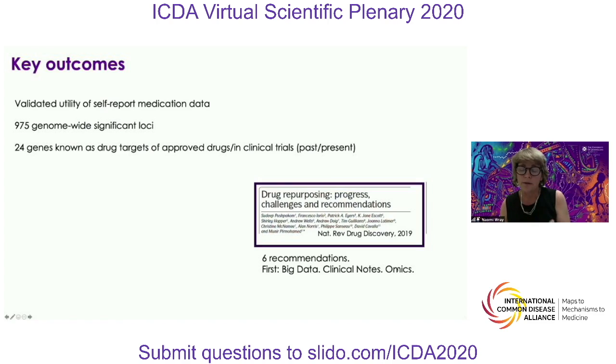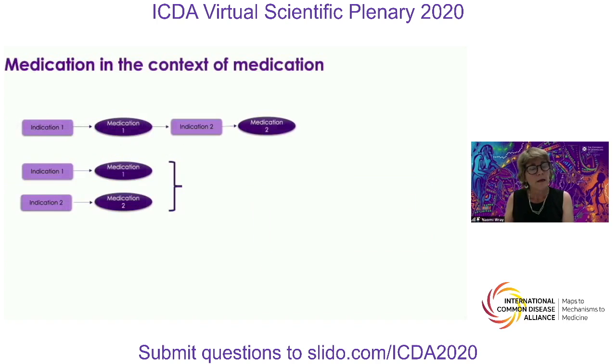In many of the large data resources we have at the moment, we are really very limited on medication use traits. So the next vignette I'm going to talk about is thinking about medication in the context of medication, which again occurs very frequently in common disease. Here you can imagine that you have one disease, you take a medication for that, and just by taking that medication, that increases your risk for another disease down the track.